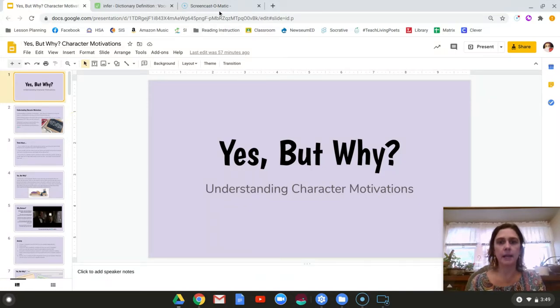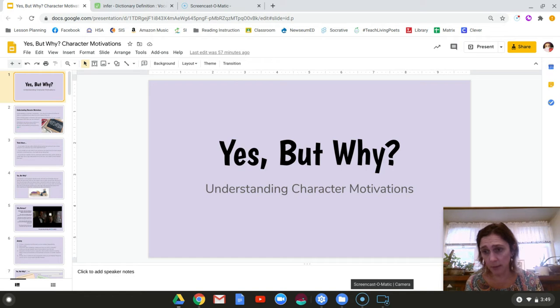Okay, today we are going to talk about character motivation. We've been talking about indirect characterization all week. Remember, direct characterization is when the author tells us something literally about a character, like their hair was brown or they were angry. Today we are going to talk about the inferences that we have to make about characters, and we're going to talk about what motivates a character to act like they act.